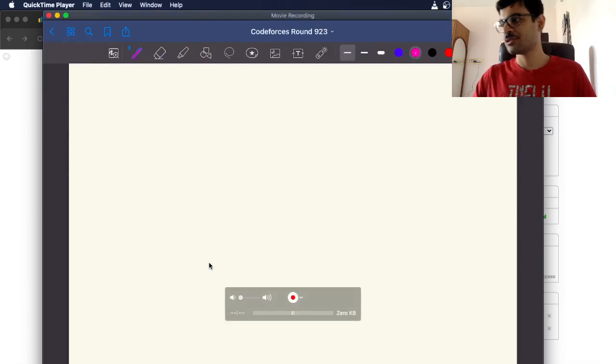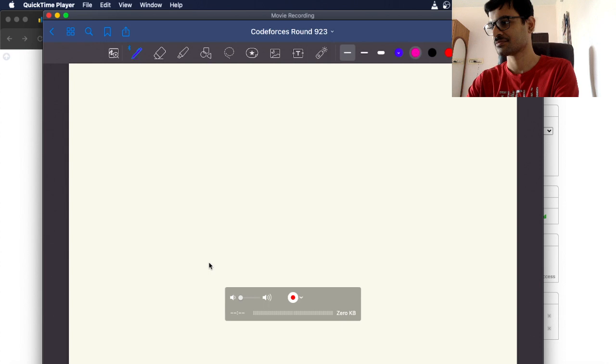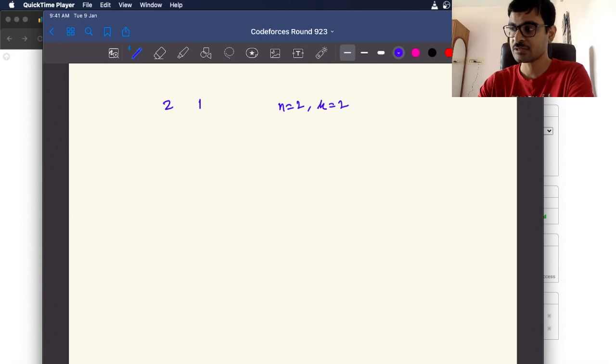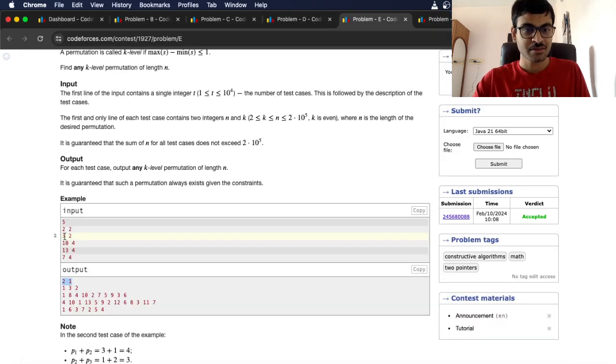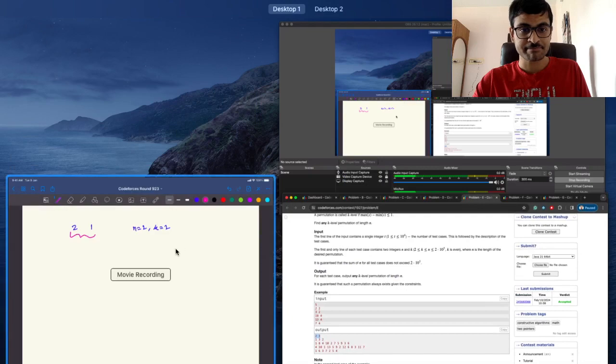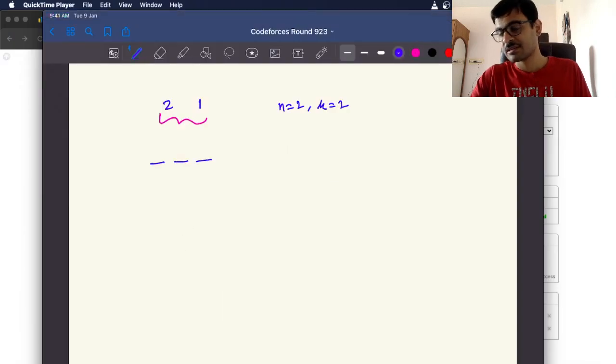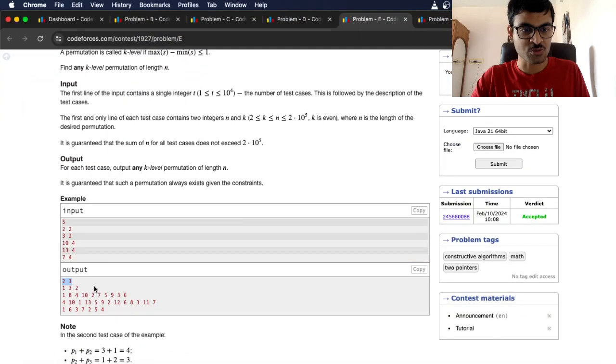How? n equals 2 and k equals 2, which means subarrays of length 2. There is only one subarray of length 2, so it doesn't matter whichever way you keep it, 1 2 or 2 1, it's the same. Next, 3 2. For 3 2, you have 3 blanks. Let us see the answer. The given output is 1 3 2.